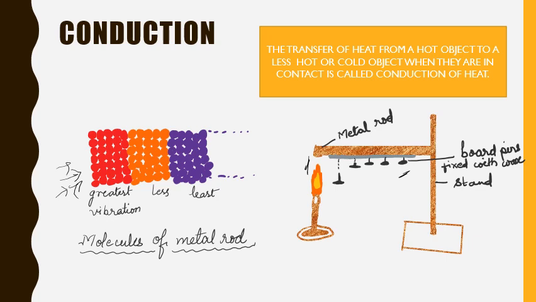And you know that in solids the molecules are compactly packed. So when these molecules have started vibrating, their vibrations got transferred to the next and then to the next and then to the next molecules. And these vibrations are passed along the rod and thus heat is transferred along the length of the rod. So these vibrations are carried over along the length of the rod by means of these compact molecules.